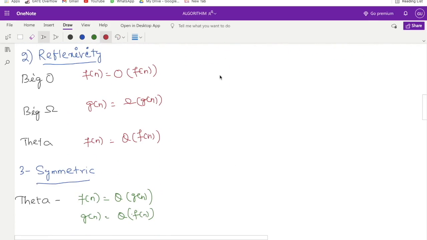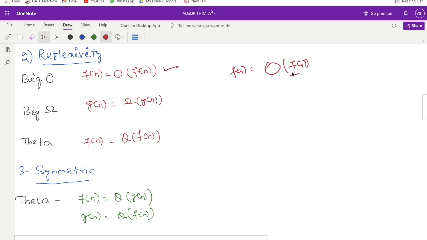Then come to reflexivity. What is reflexivity? Reflexivity means if an entity is related to itself, then we can say that relation is reflexive in nature. Here it is big O. Big O means f of n equals big O of f of n. Can I write it? Because big O is the function I am using, can I write f of n equals big O of f of n?